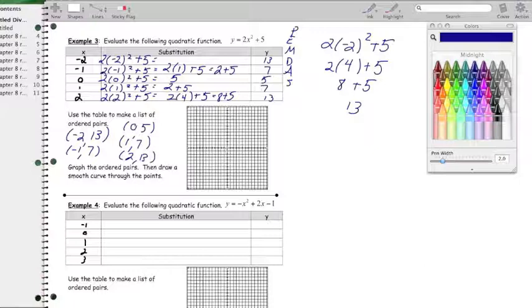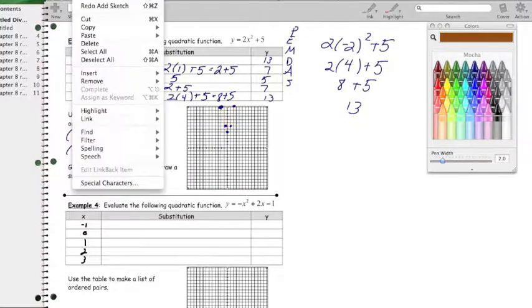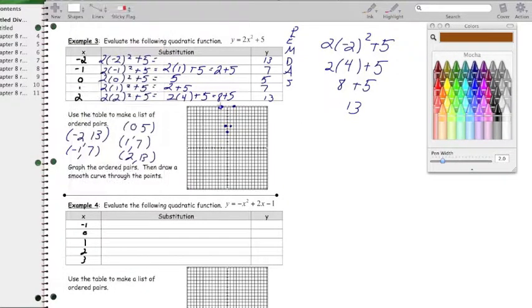Okay, so negative 2 up to 13 is actually the top point. Negative 1 up to 7. 1, 2, 3, 4, 5, 6, 7. 0 up to 5. 1, 2, 3, 4, 5. Then we have 1 up to 7 and 2 up to 13. Connect them with a smooth curve. And what we end up seeing, my curves are not being very smooth here. Let's try again. Well, you got the idea, I think. Pretty close. So it should make a nice U, symmetrical U shape.